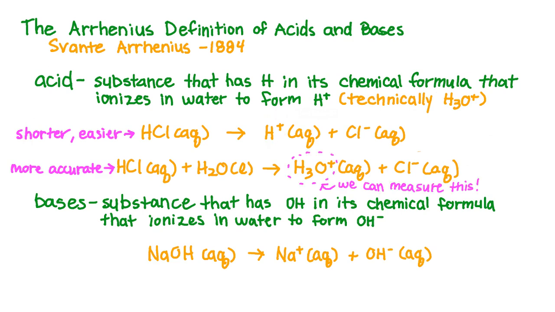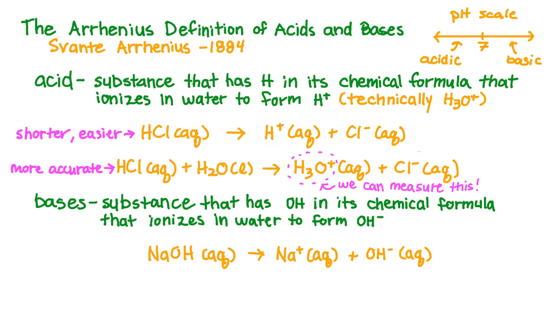Now, this definition isn't just some abstract thing we have to imagine occurring in a solution that's based off a chemical equation that we see written in a book. We can actually measure the concentration of H3O+ ions in a solution to determine whether it's acidic or basic. When we measure the concentration of hydronium ions in the solution, we can assign that solution a pH value. A pH value of less than 7 corresponds to a solution that's acidic, and a pH value of greater than 7 is a solution that's basic. If the pH value is 7, that solution is neutral.